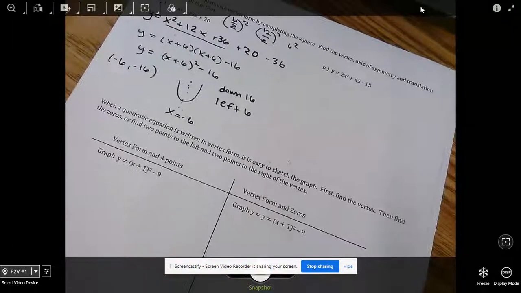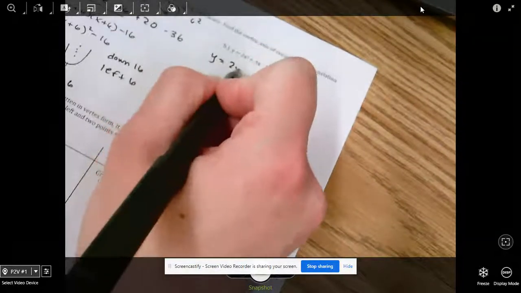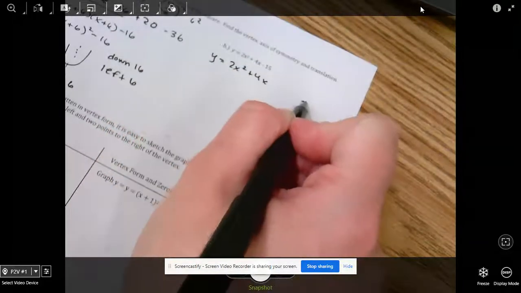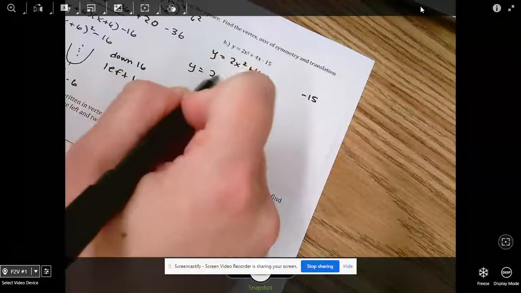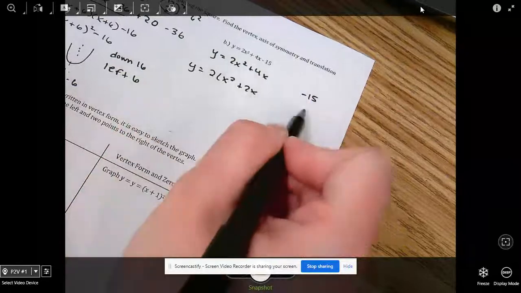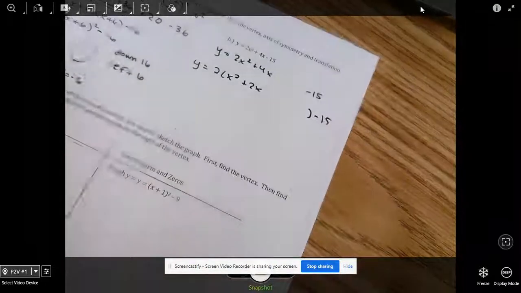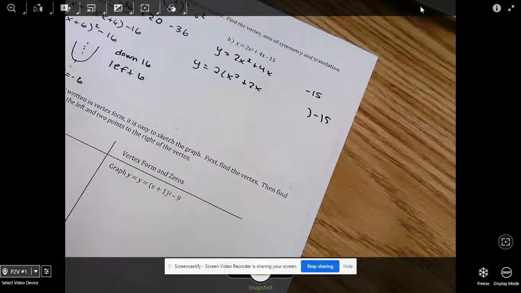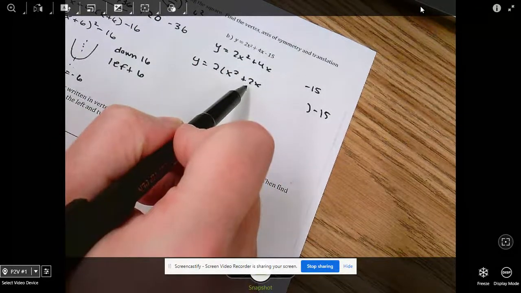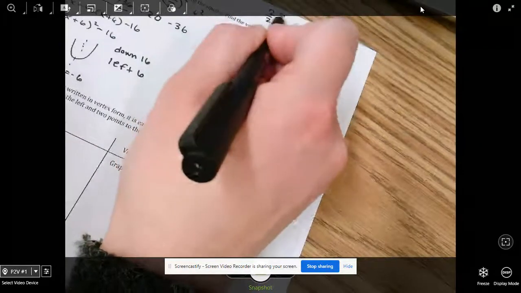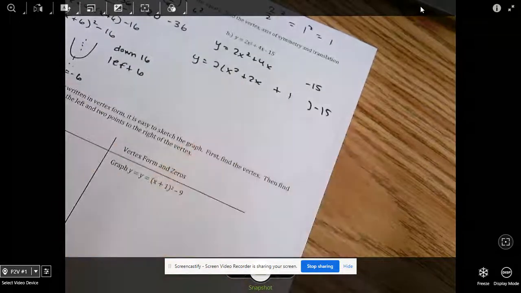Okay, if that was too fast, go back. All right, here, remember, we have to factor out the 2. That 15 isn't a part of it. Two divided by 2 and squared is 1 squared, which is 1. So I'm going to add a 1 in here.